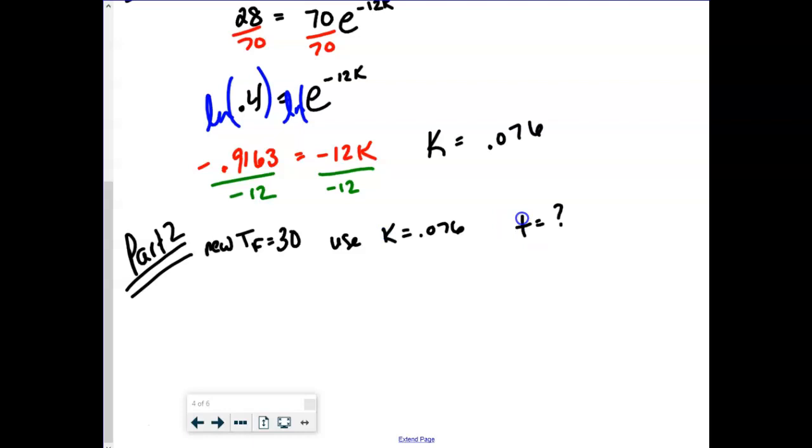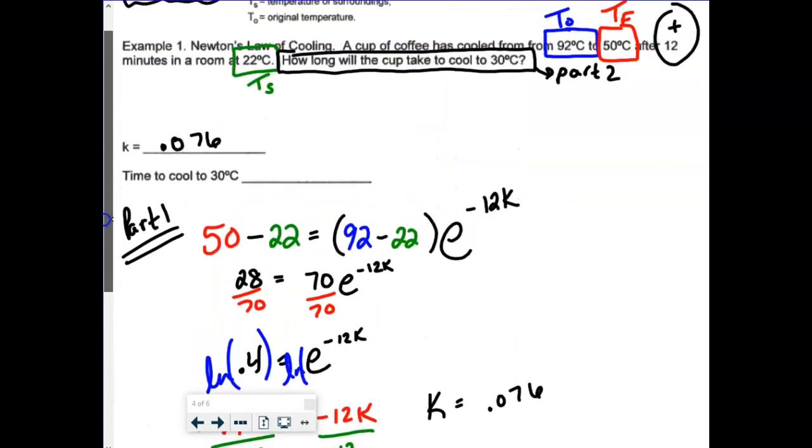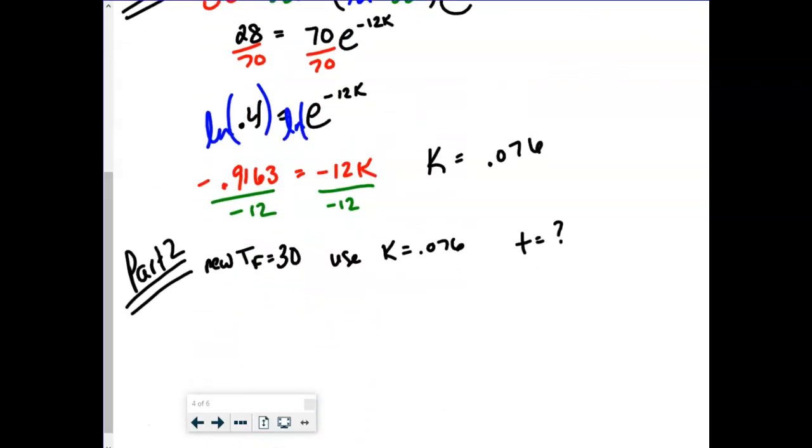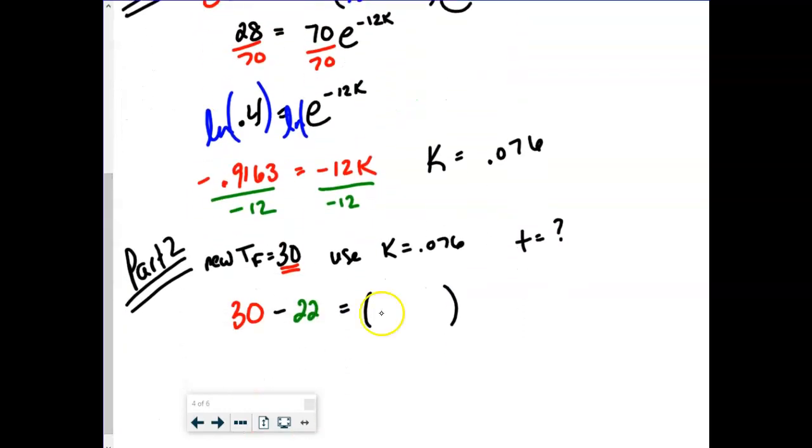So same formula, a little bit of a different setup though. I need to scroll up. 100 years ago, I had the formula up here. So remember, your final temperature is the beginning of the formula, and it just got changed to 30. So we're going to do 30 minus, I'm trying to keep my colors the same. All right, 30 minus 22. Now it's 8. And then 92 minus 22.